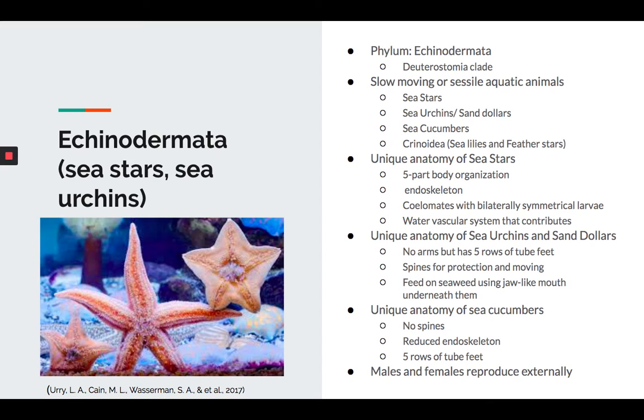their bodies. The echinoidea, or sea urchins, and sand dollars lack arms but still have the 5 rows of tube feet radiating from the center. These animals are armed with spines that assist in movement and protection. They are able to feed on seaweed by using their jaw-like structure, which is located underneath them. The holothuroidea, or sea cucumbers, completely lack spines and have a reduced endoskeleton. These also have 5 rows of tube feet, some of which have even developed into feeding tentacles. These creatures are slippery to the touch and very squishy.